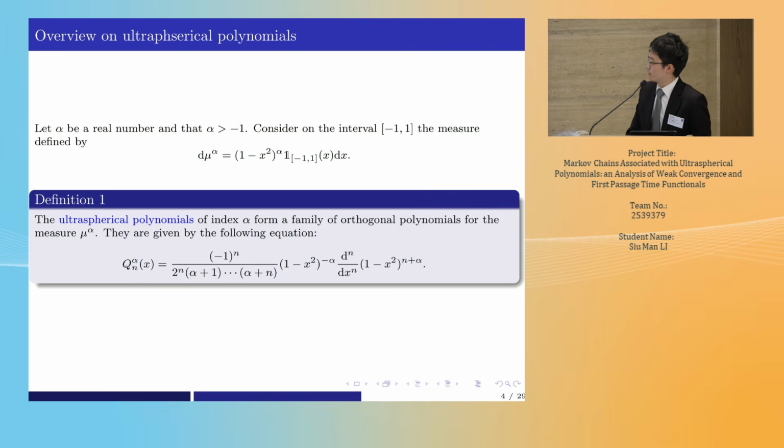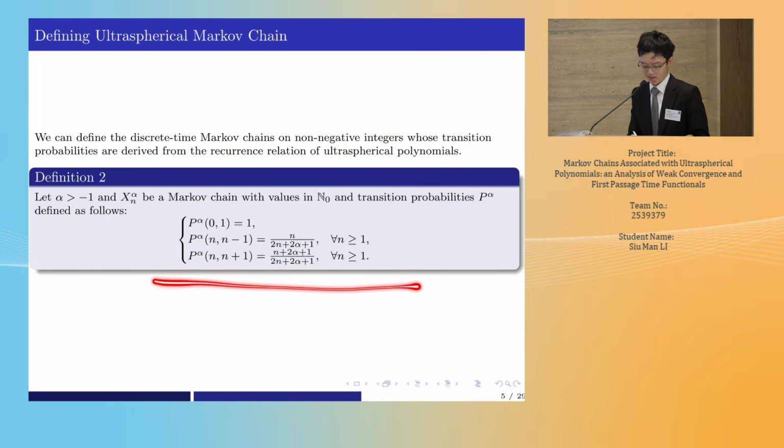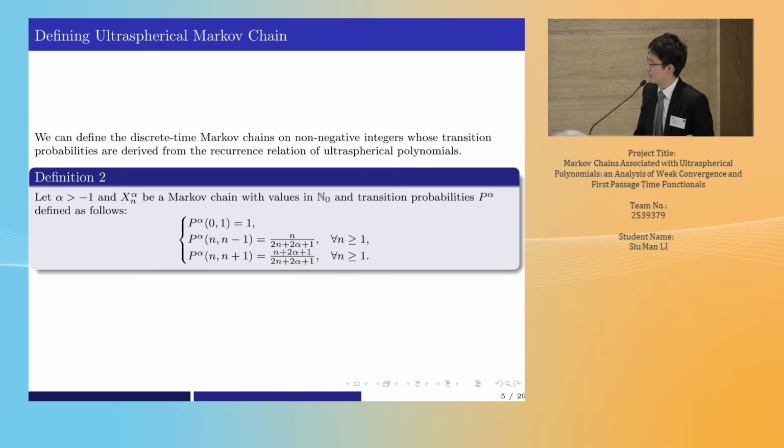The Markov chains we're going to study today are governed by the properties of the ultraspherical polynomials, which are defined using this equation. In fact, they are a family of orthogonal polynomials with respect to the measure here, on the closed interval from -1 to 1. The Markov chain can be defined using transition probabilities described here. These parameters are in fact coefficients in the recurrence relation relevant to the ultraspherical polynomials.